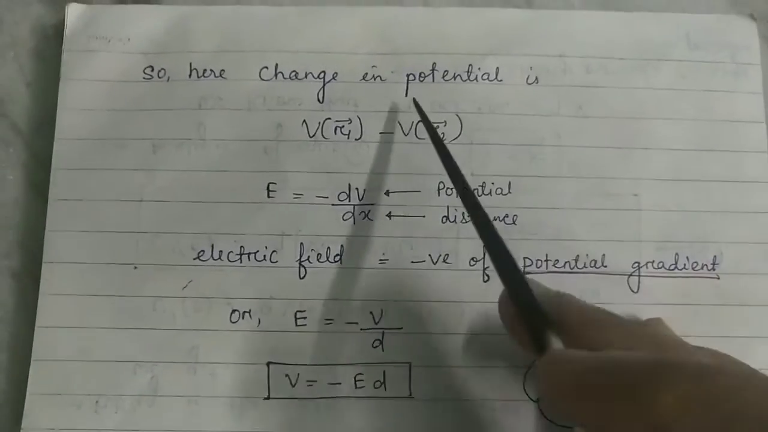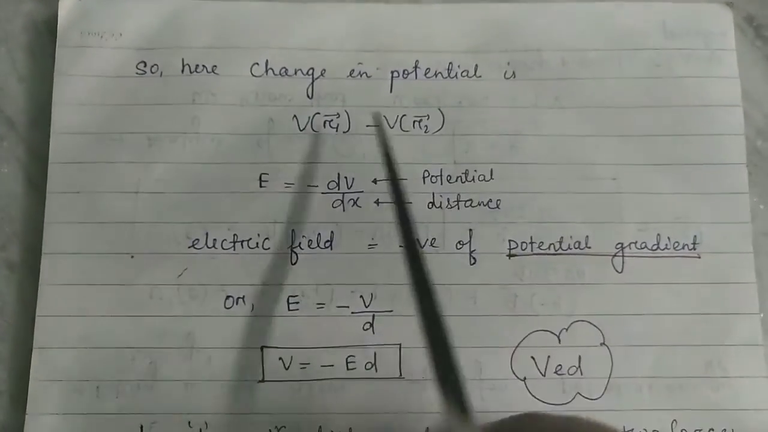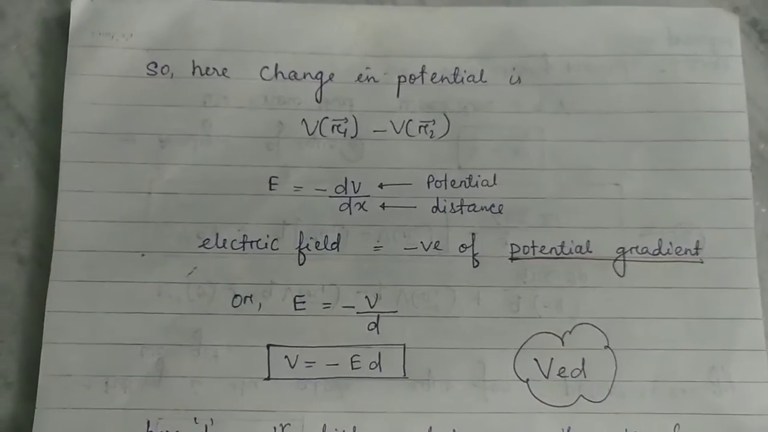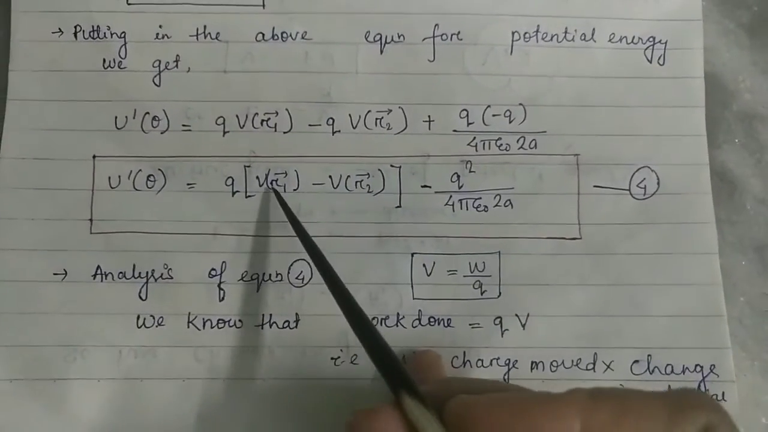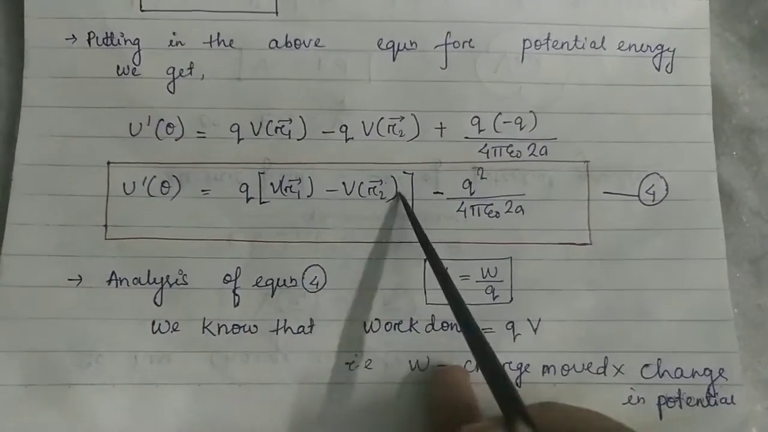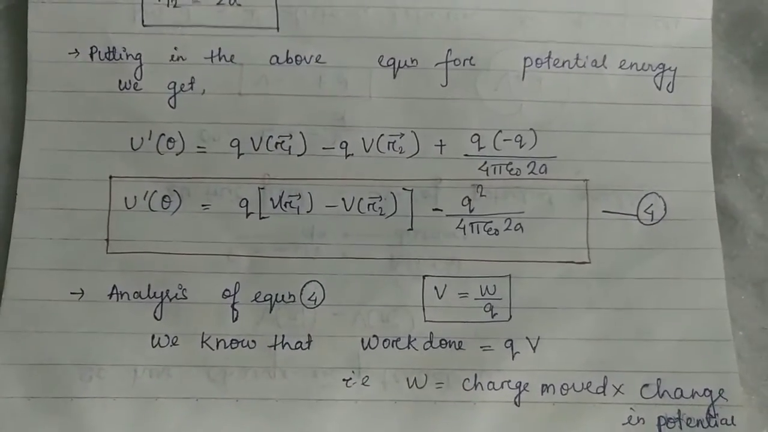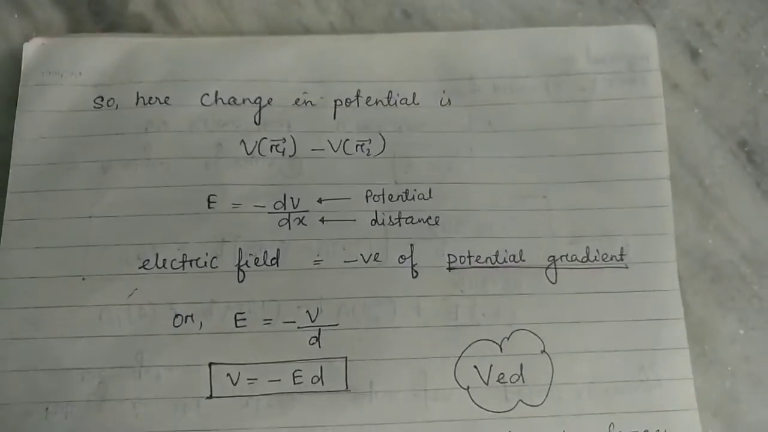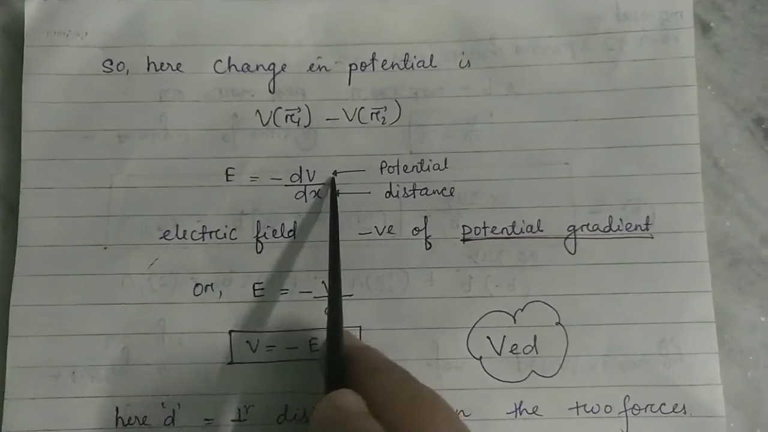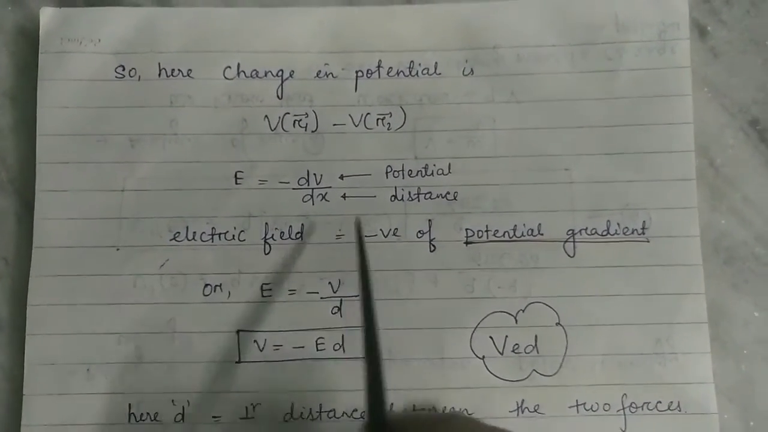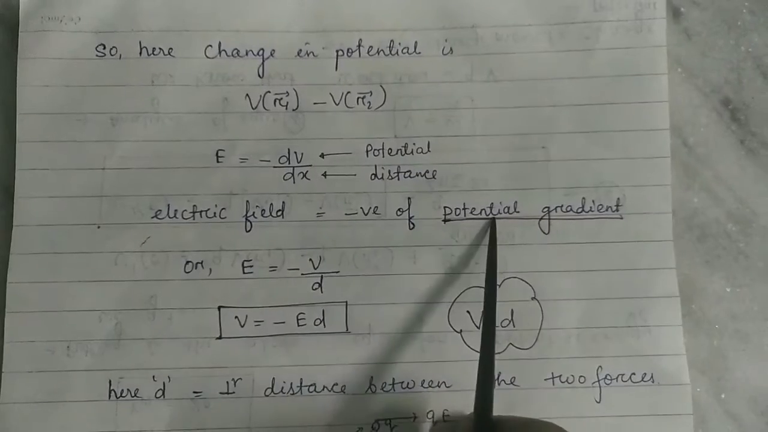And what is V? V is the change in potential. So in the last equation, what is the change in potential? The change in potential is what we have written as VR1 minus VR2. See here we have written VR1 minus VR2. What is the meaning of this term? It is the change in potential. Here you need to know one more formula, that is E equal to minus dV by dx. What is E? E is the electric field. Electric field is equal to negative of potential gradient.